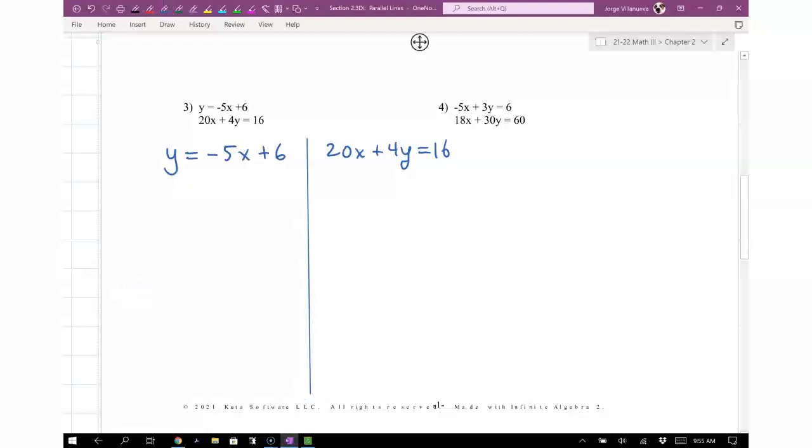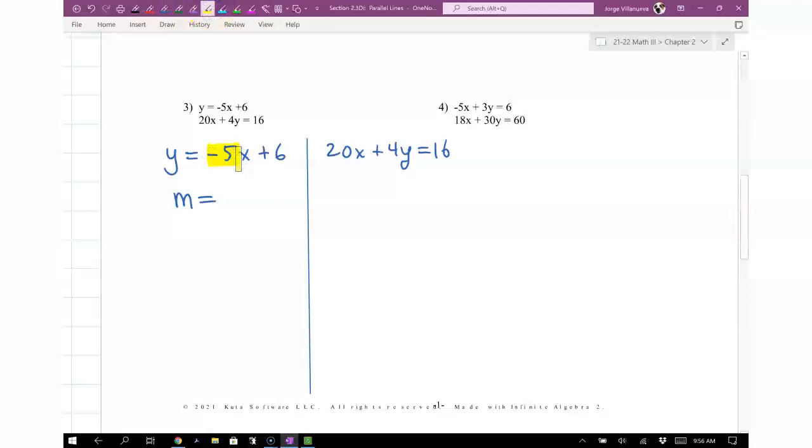Notice on the left side, I have an equation that's already solved for y. It's called slope-intercept form. It's already solved. What's my slope for this equation here? Anybody know? Remember my m value, right? Well, not negative 5x, but just negative 5, just the number. So good. Remember, your slope is here.